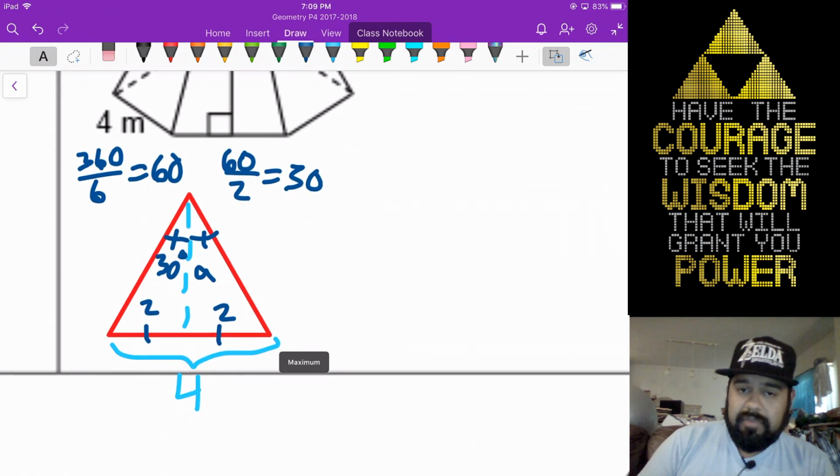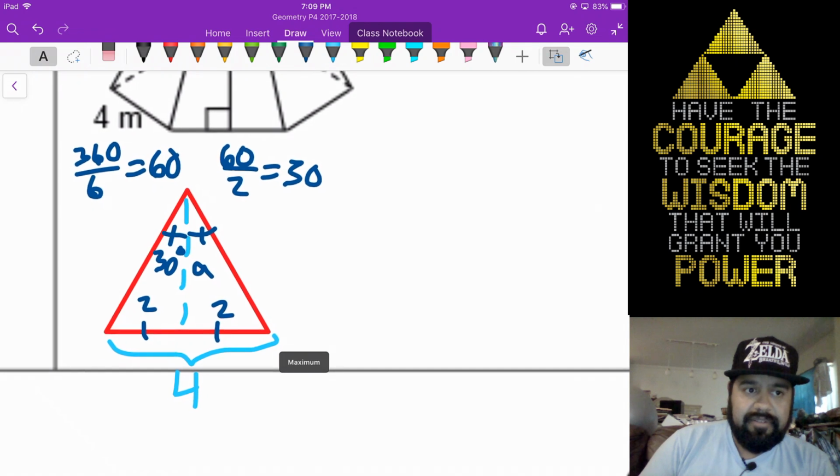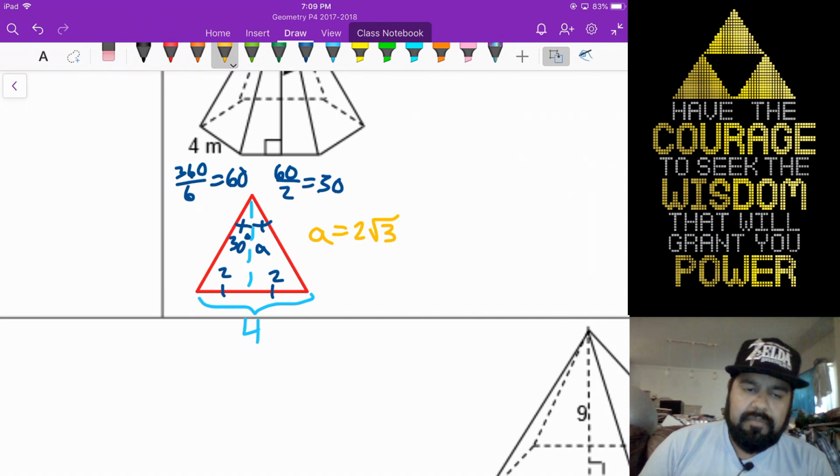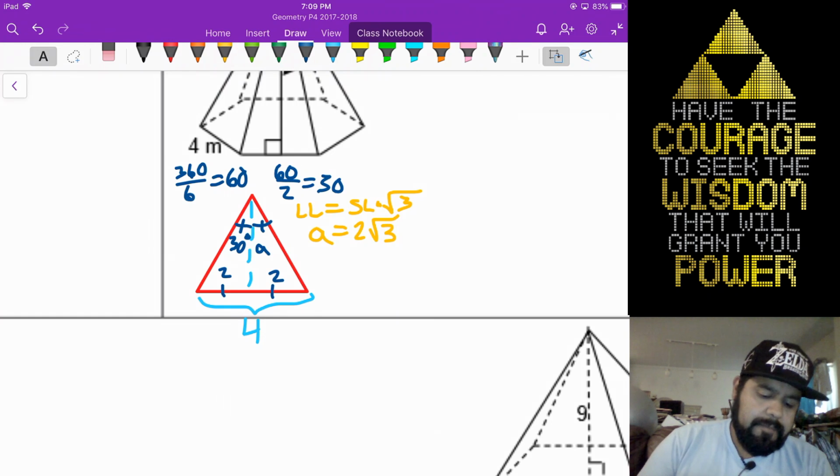So now, using our special right triangle, what's up, Jonah? We have that the apothem is going to equal 2 rad 3, because that is our long leg. Long leg equals short leg times rad 3. So the apothem is 2 rad 3.